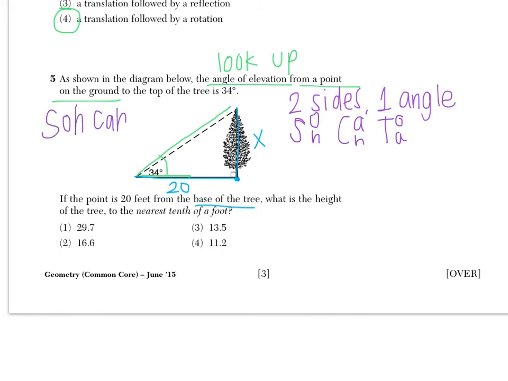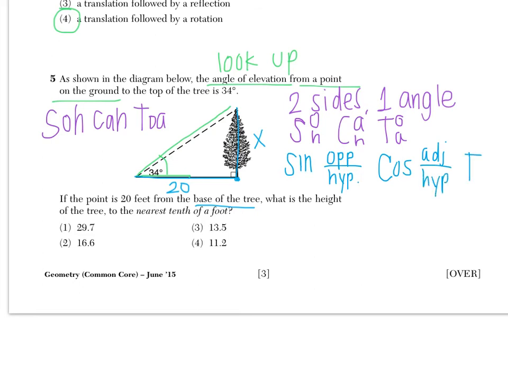Well, that's a pretty weird phrase, but it really helps you to remember when you use sine, when you use cosine, tangent, and then opposite, adjacent, and hypotenuse. S means sine, and so we know sine uses opposite over hypotenuse. C means cosine, and that uses adjacent over hypotenuse. Tangent is T, which uses opposite over adjacent.